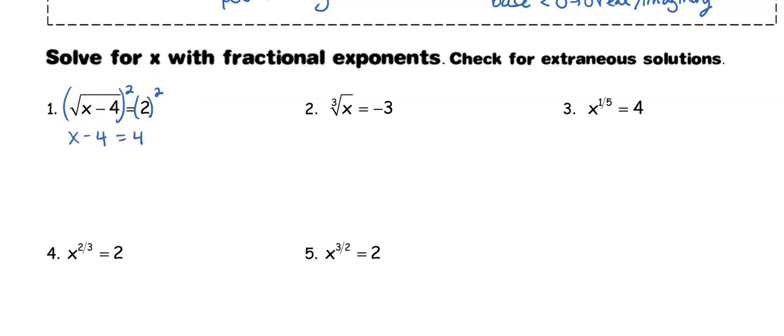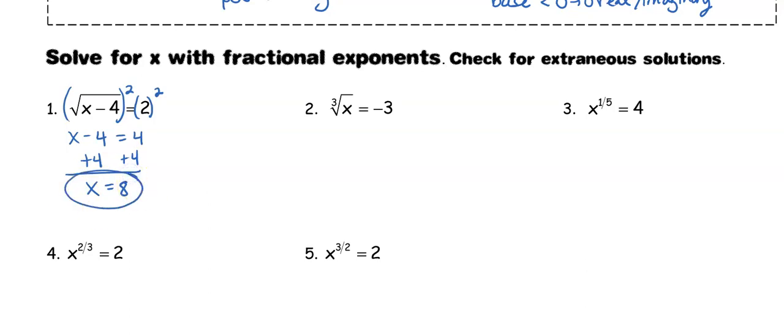We do not have a plus or minus here. Remember, the plus or minus comes from when we raise it to that even exponent, because we don't know if that number was positive or negative because it was canceled. The square root can't equal a negative number because that would be non-real, as we just discussed. So there is no plus or minus here. X is equal to 8.